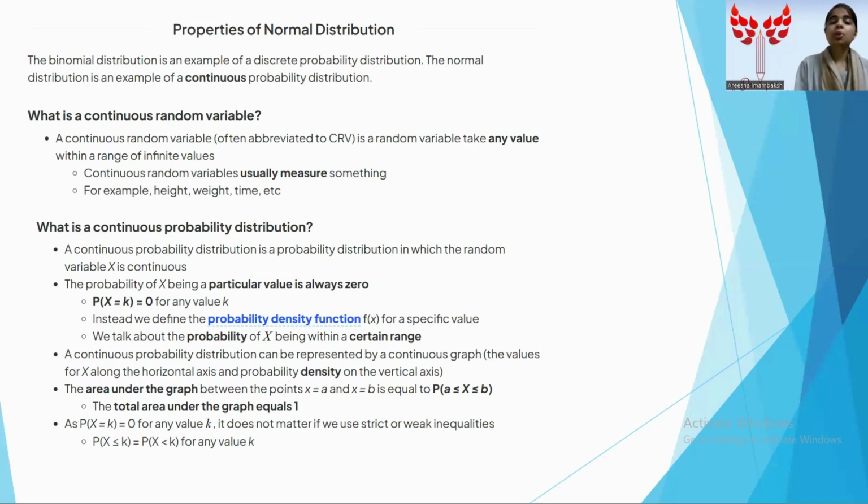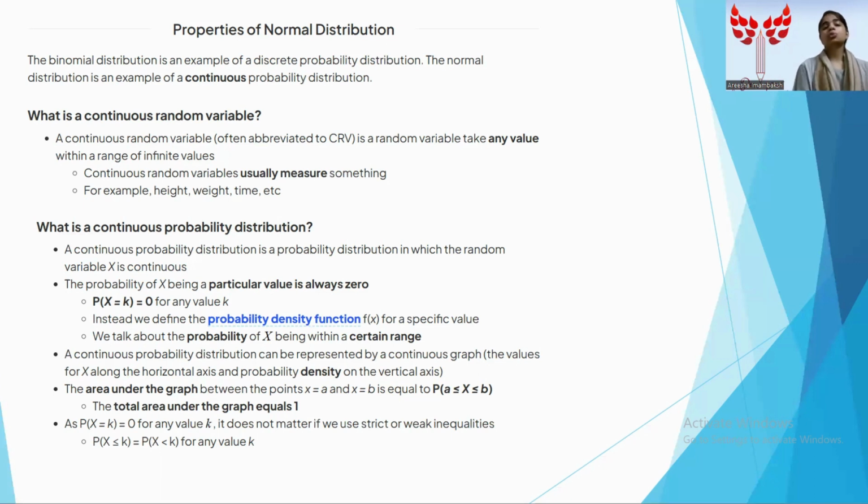So you need to understand that it has to be a certain range, and a probability distribution can be represented by a continuous graph. The probability density can be on the vertical axis, x values on the x-axis. If the probability density is on the y-axis, the area under the graph, the areas of the rectangles, would be the probability. And all the areas will sum up to 1.